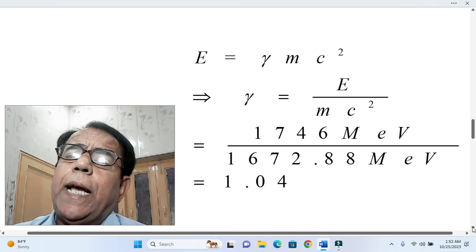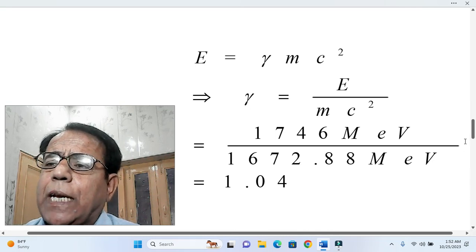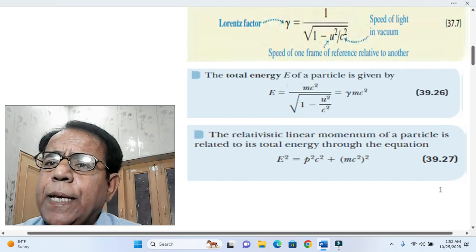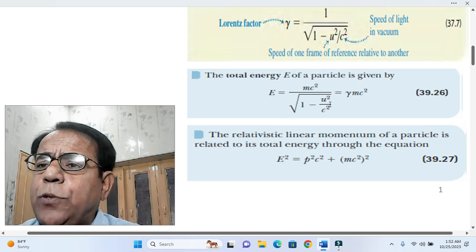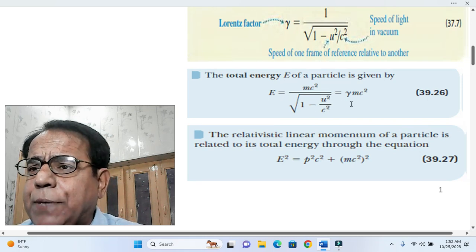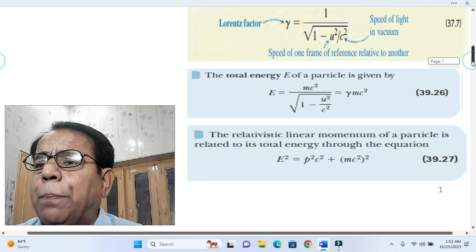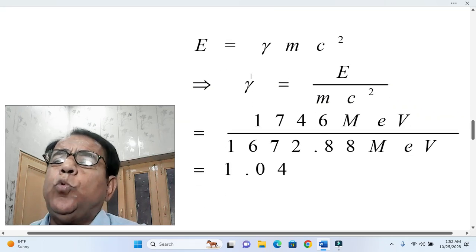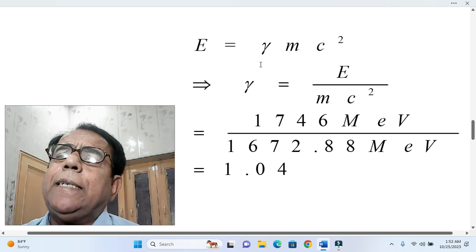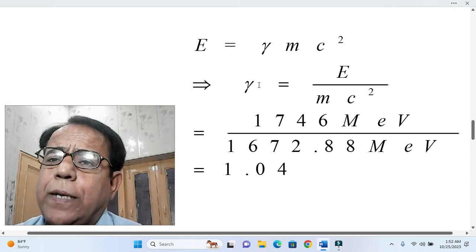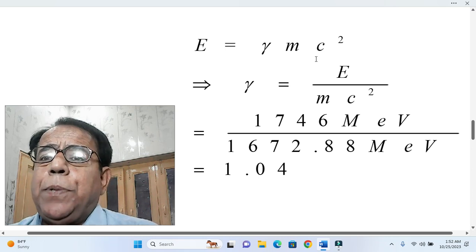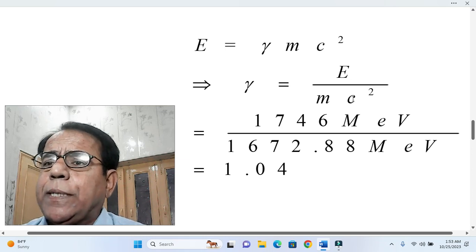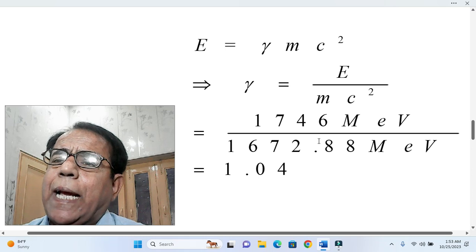Okay, now we know that E is equal to gamma mc square. We have taken this expression from here: E is equal to mc square over the square root of 1 minus u square over c square, and this alternatively becomes equal to Lorentz factor gamma into mc square. This implies that if we keep Lorentz factor gamma on one side, then mc square will be divided on E, that is Lorentz factor gamma becomes equal to E over mc square. We have both values of E as well as mc square.